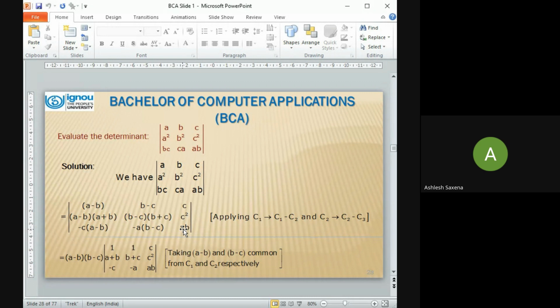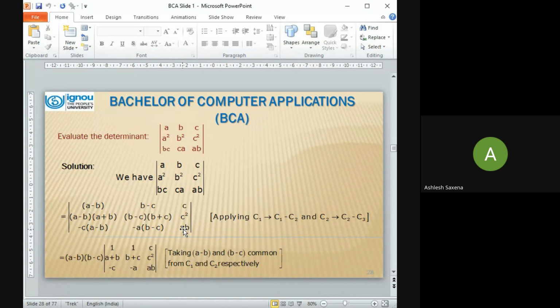What will we be doing? Another thing which comes to our mind: if the problem is related to some squares, that is an indication of subtracting, because you know the formula of a square minus b square, that is a plus b into a minus b. As soon as that clicks in your mind, you will be in a position to get something common from all the rows, or from the row or from the column.